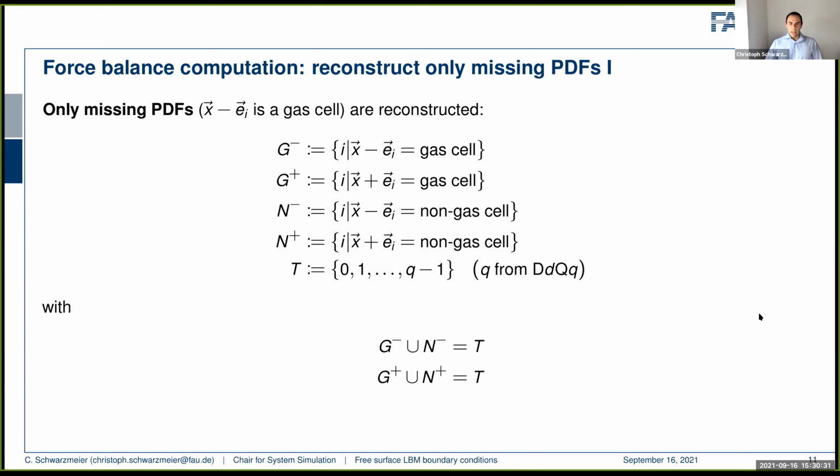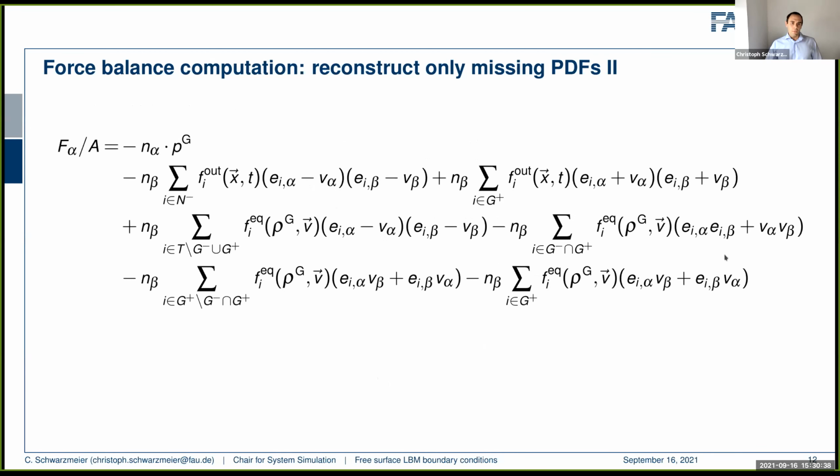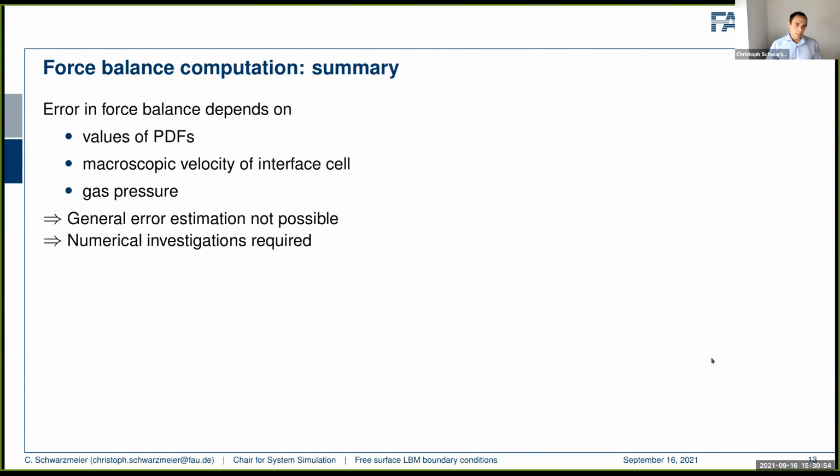For this purpose, I have defined various sets. They are not too much of importance here, I'm just skipping over that quickly. But if we perform this analysis, then you see again, okay, we have the pressure on the right-hand side, which somewhat balances the force, but nevertheless, we have also a large error term that is dependent on various different things. So to quickly summarize, we can see that the error in the force balance depends on so many things that it's not possible to make a general error estimation here. So we need numerical investigations.